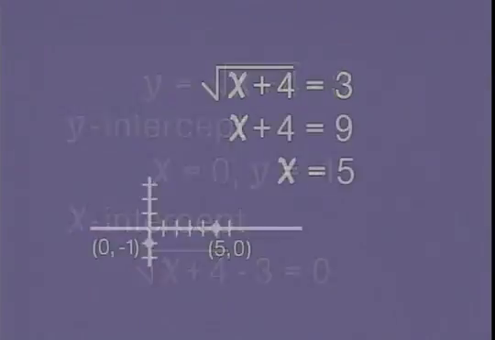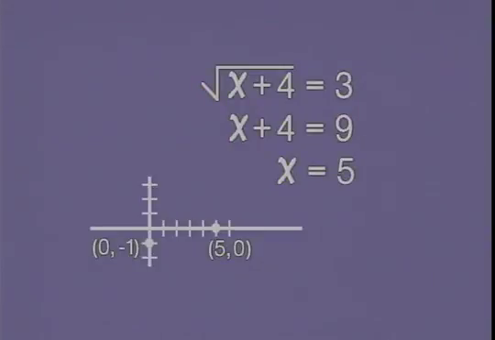In the next visual we've solved the square root of x plus 4 equals 3. We square both sides and we get eventually x equals 5. And at the bottom of that visual we can see we've plotted 2 points. We've plotted the y-intercept 0, negative 1. We've plotted the x-intercept 5, 0. That's just 2 points. We need a third point, and that third point is going to be our endpoint.